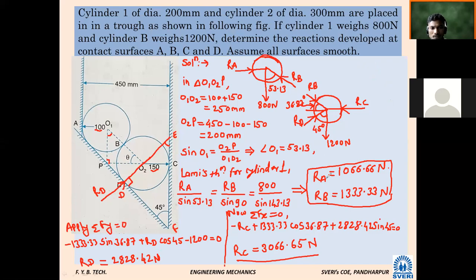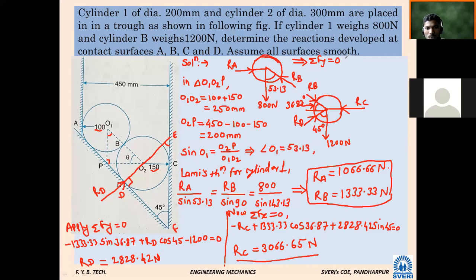Sir, without Lamé's theorem we can find out RA and RB. Without where? Suppose you calculate summation FY for this figure. Summation FY is equal to 0. What will happen? Will RA come in that equation? It will not come, RA, because it is horizontal. Only RB and this 800 Newton. Now, if you apply it, will RB be positive or negative? Positive, sir.